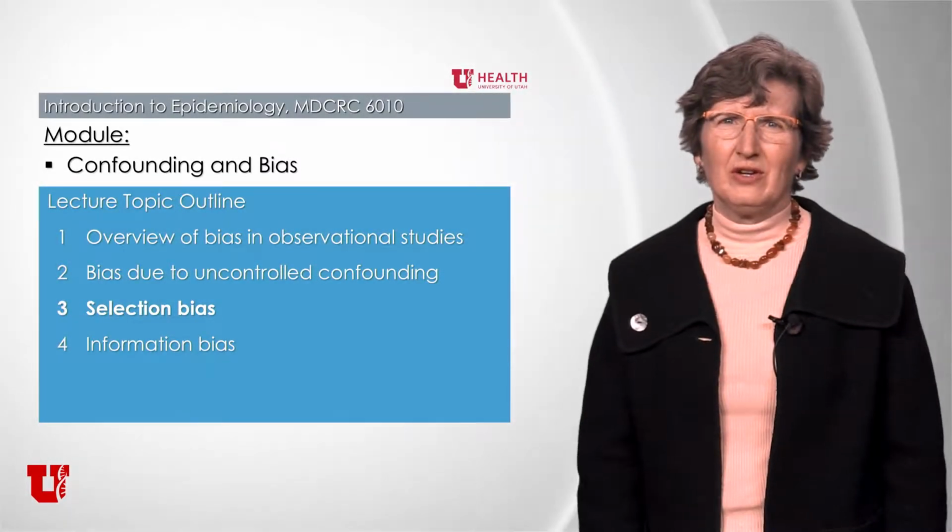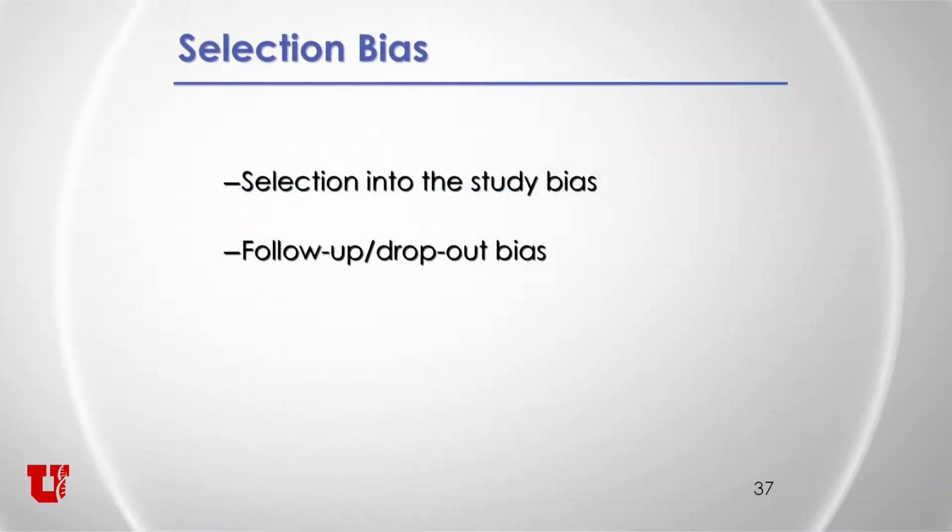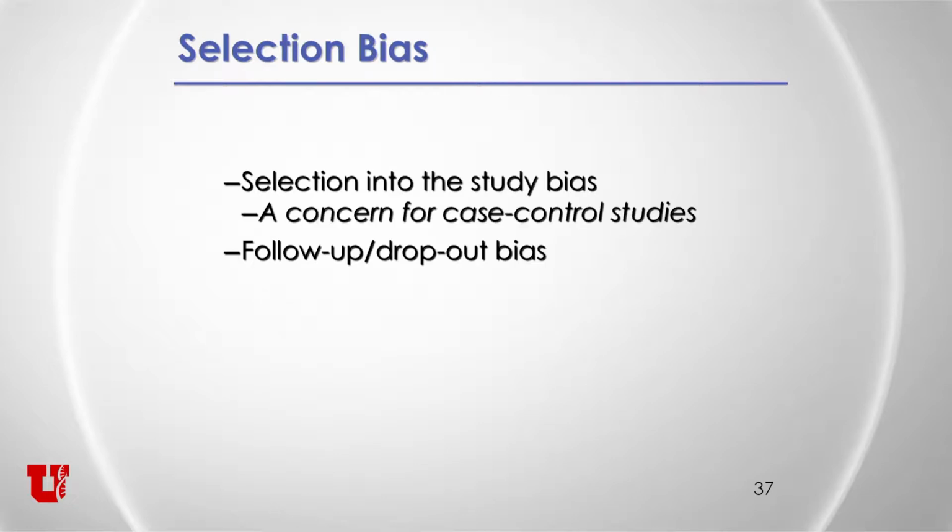For the module on confounding and bias, this is the lecture segment for selection bias. And again, selection bias can occur through two mechanisms. One is selection into the study, and that's a concern mostly for case control studies, where again, you're trying to get all of your cases from your population at risk and a random sample of your controls, and failing to sample correctly is a big concern for selection bias in case control studies. And then follow-up and dropout bias is a concern for cohort studies.